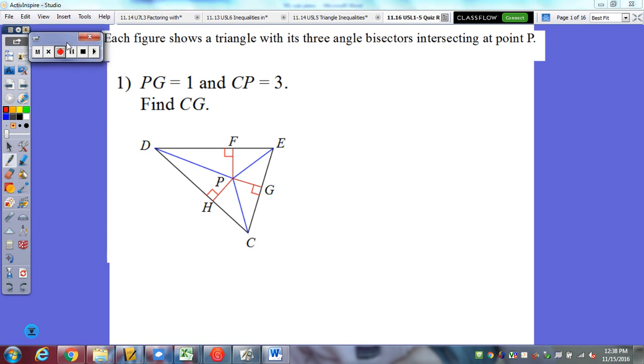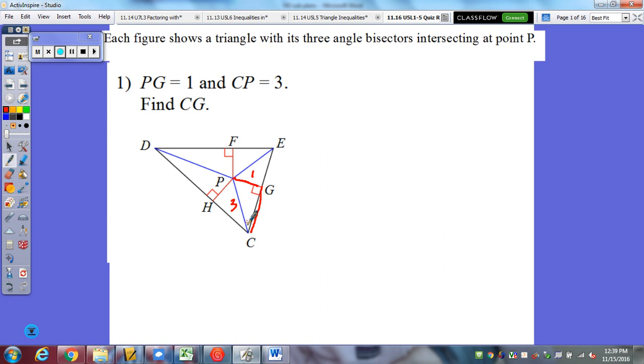So when I look at the first one, it says each figure shows a triangle with its 3 angle bisectors intersecting at point P. So these are the angle bisectors right here. What these red lines are showing is that this incenter right here, which is where the angle bisectors intersect, is equidistant from each side of the triangle. So the question they're asking now is, what is the value of CG if I know that PG is 1 and CP is 3?